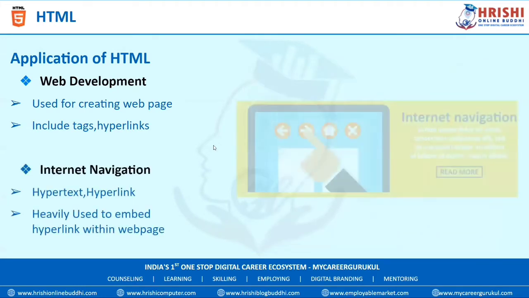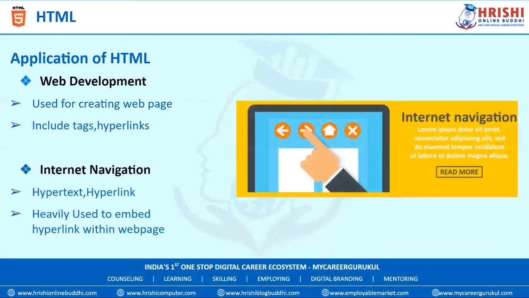Next is internet navigation. This is one of the most important uses of HTML. This navigation is possible by utilizing the concept of hypertext. Now, what is hypertext? It is basically a text which refers to other web pages or text, and when the user clicks on it, it would navigate to the reference text or pages. HTML is heavily used to embed the hyperlinks within the web pages as well.